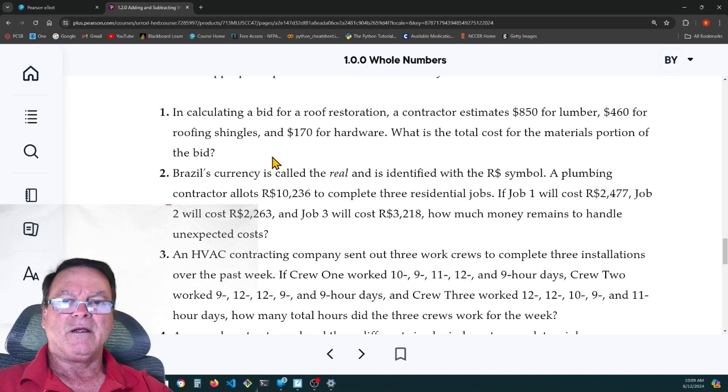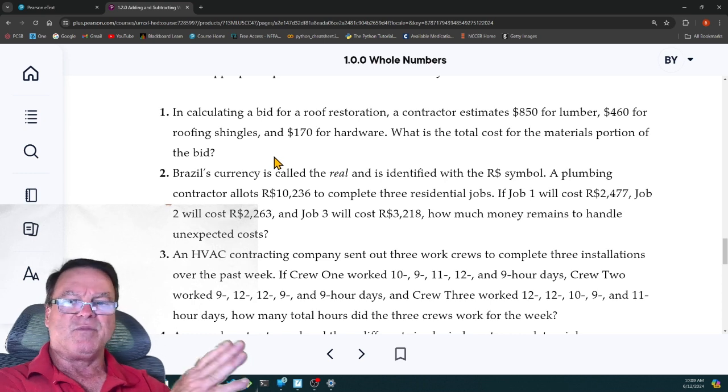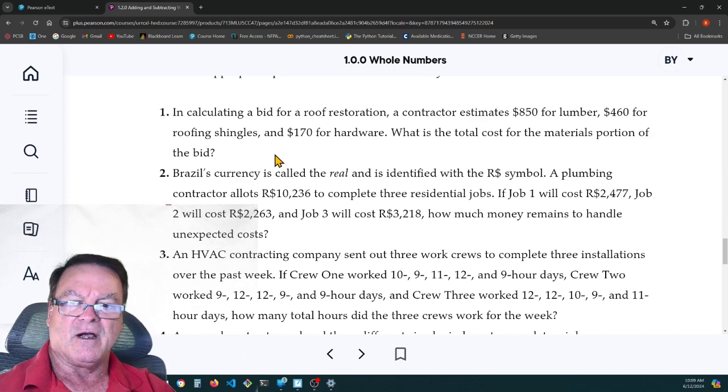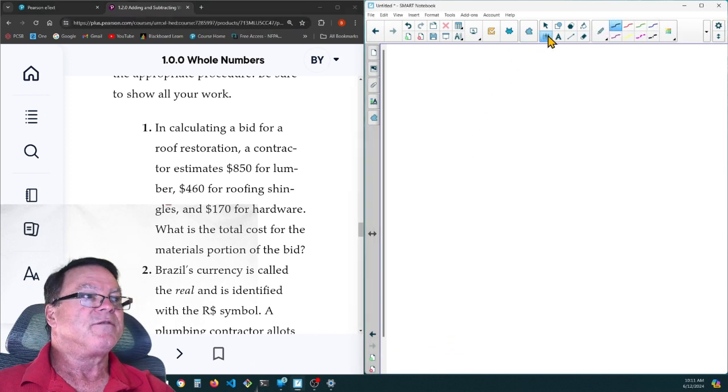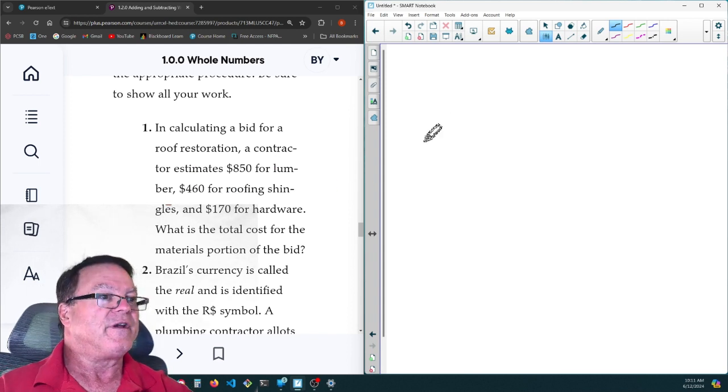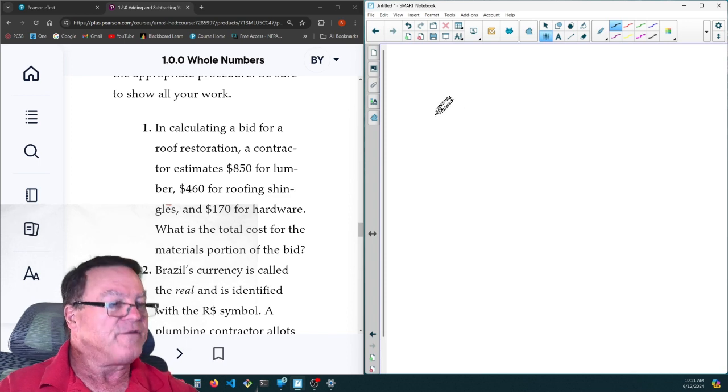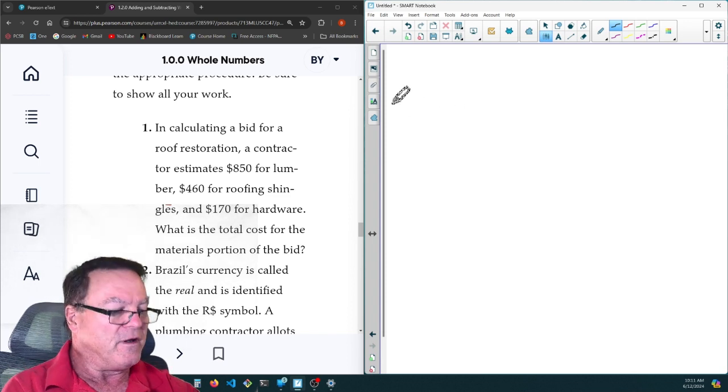I'm going to try to do something clever. I'm going to split my screen and I'm going to have a whiteboard on one half. Let's see if I can accomplish that. Okay, let's see if we can do what I think I can do. I'll try. It says, in calculating a bid for a roof restoration, a contractor estimates $850. I'm going to write that down over here. $850 for lumber.